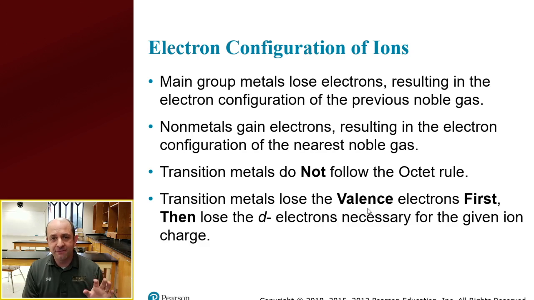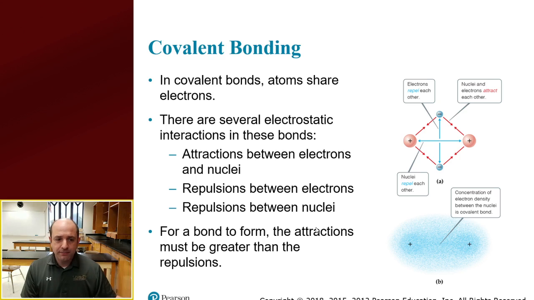They will lose the 4s electrons first. That's what they mean here by the valence. Then they'll lose d electrons if you've removed enough electrons for that. As I say, if you need to for the necessary given charge. All right, that was ionic bonding. Now let's talk about covalent.